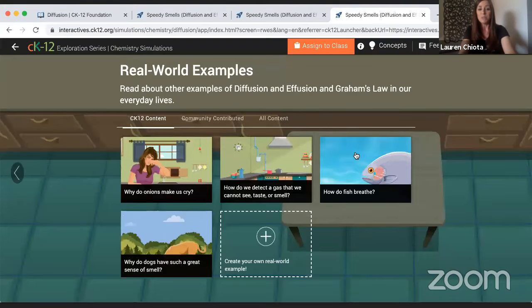There are some real world examples that follow all of our simulations. Here's a few of them here. Like for instance, I really like this one. Why do onions make us cry? If you've ever cut an onion and your eyes have cried, it's the result of diffusion of molecules leaving those onions. So it goes through a nice explanation about that and other examples too.